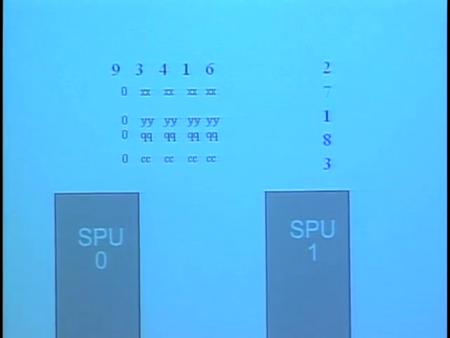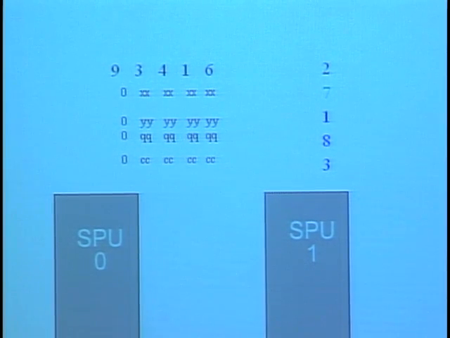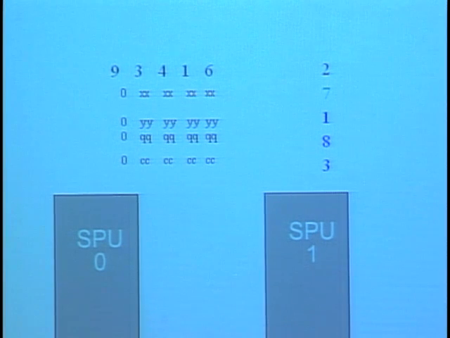So that's basically how it works. And the way the elimination rows are dealt out, they are dealt out in a cyclic fashion. So there is no serial bottleneck. It's all perfectly load balanced.